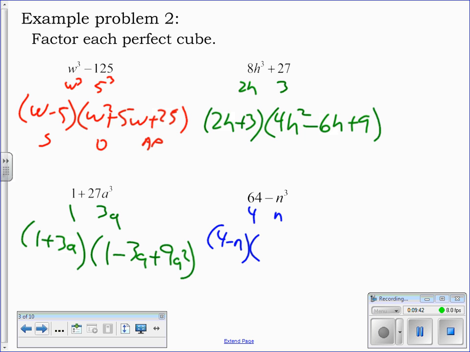My second factor begins with 4 squared, which is 16. And then am I going to have plus or minus? Plus on this one. Multiply the 2, get 4n. And then the last one's always positive, and I square n to get n squared.